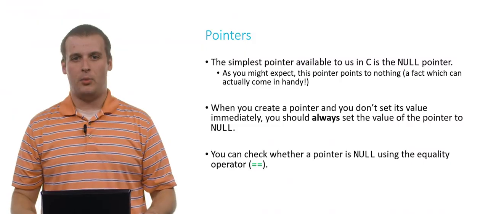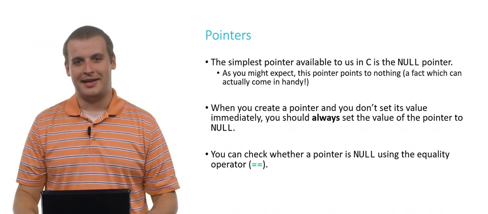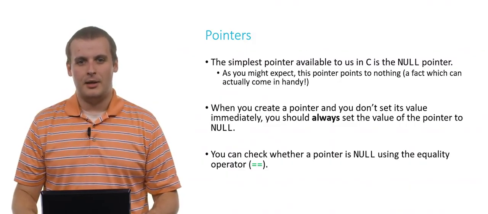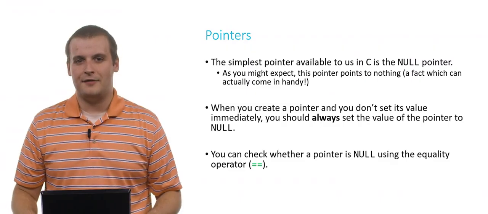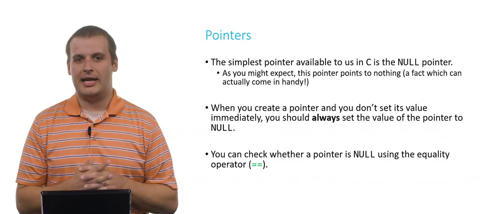Let's talk about how pointers work in C and how we can start to work with them. So there's a very simple pointer in C called the null pointer. The null pointer points to nothing. This probably seems like it's not a very useful thing, but as we'll see a little later on, the fact that this null pointer exists really can come in handy.